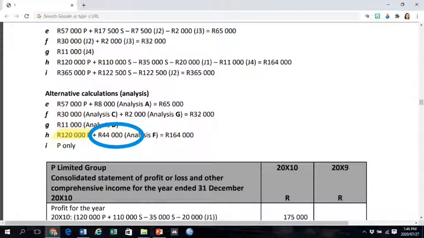Once these amounts have been calculated, remember to transfer them to your actual statement of changes in equity.